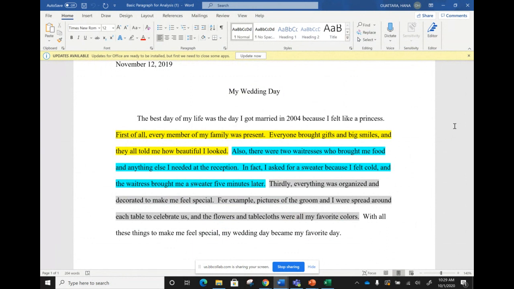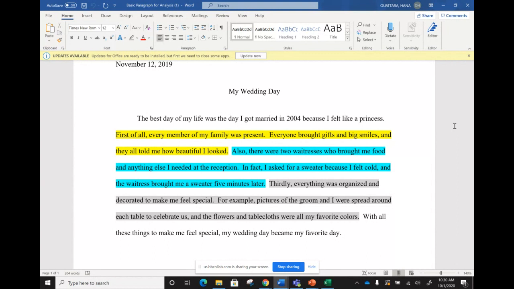For the transition words, I think the first one is first of all, the second one is also, and the third one is thirdly. What do you think? Is thirdly a transition, you mean? Mm-hmm. First of all, and also, and in fact. Oh, in fact. Yes.